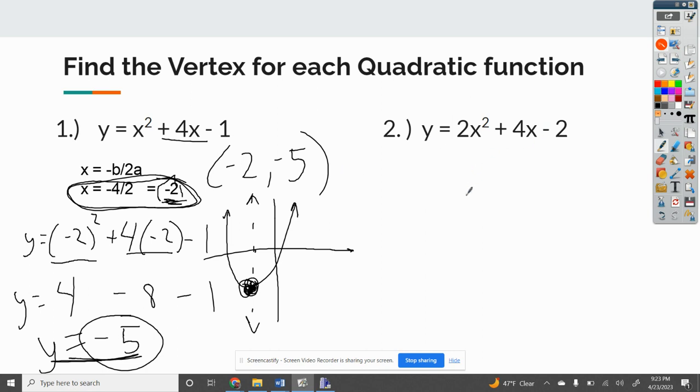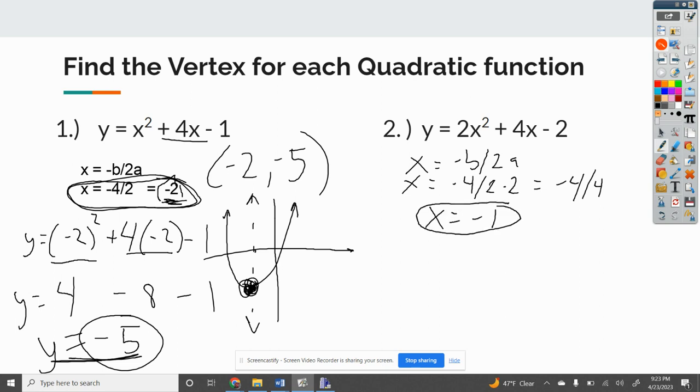So we do it again over here. Again, first thing is to use the axis of symmetry, the -b/2a. So we're going to put in 4 for b and a 2 for a. And so we'll get -4/4. So it looks like that's going to be a -1.